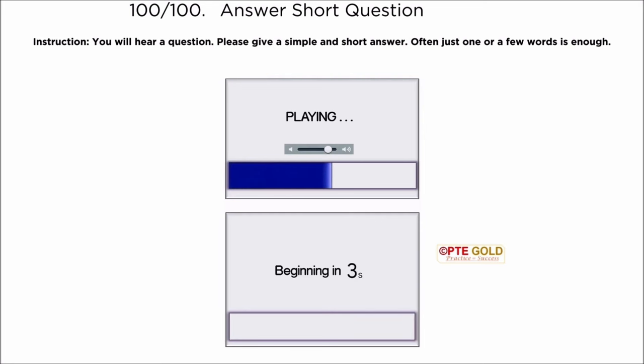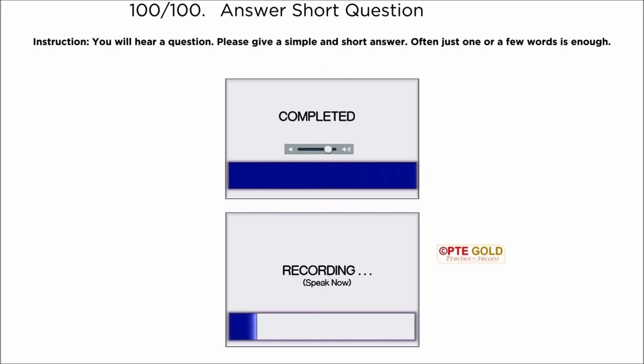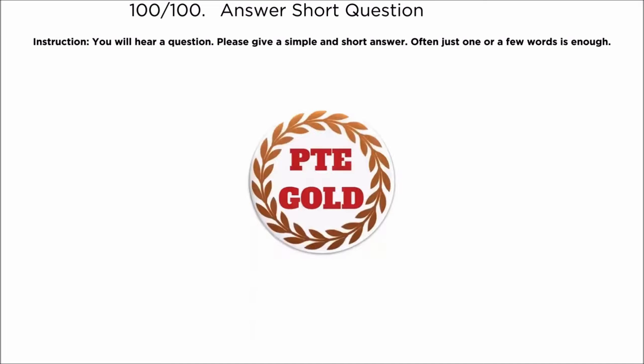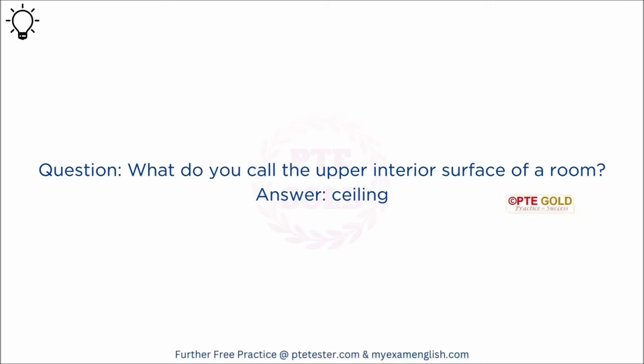What do you call the upper interior surface of a room? Ceiling.